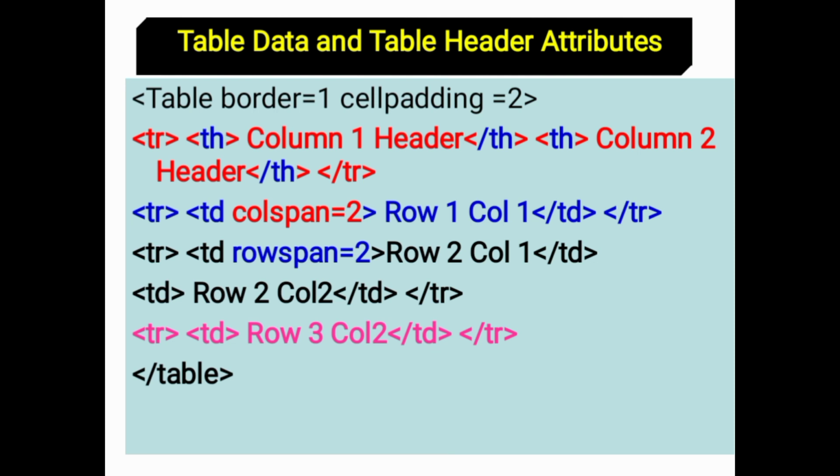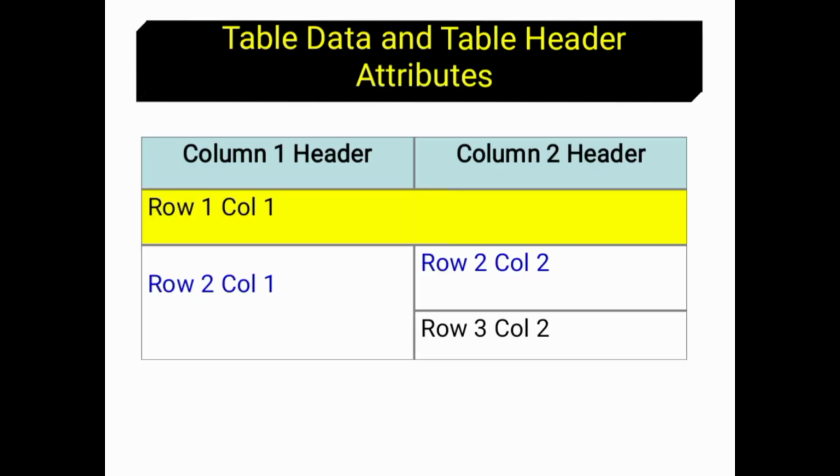Table data and table header attributes. Table border equal to 1, then cell padding equal to 2. That means the table is split with 2 cell padding. Then table header is column 1 header, then column 2 header. Then table data col span equal to 2, then table data row span equal to 2. This is the output of the previous program.